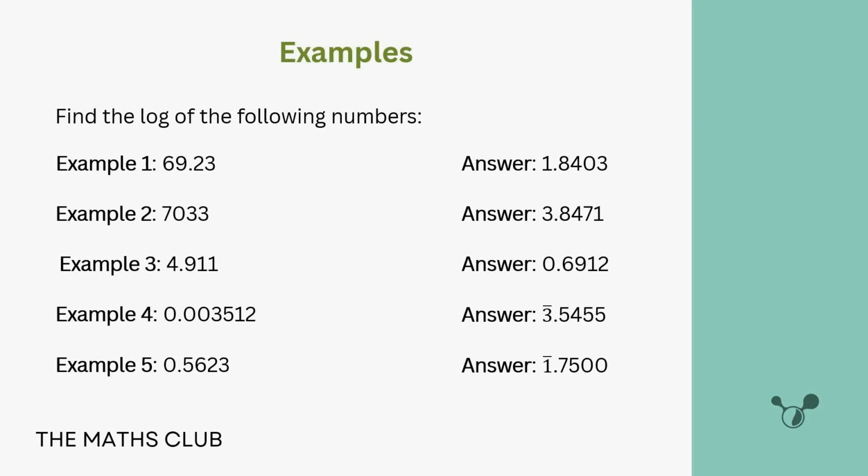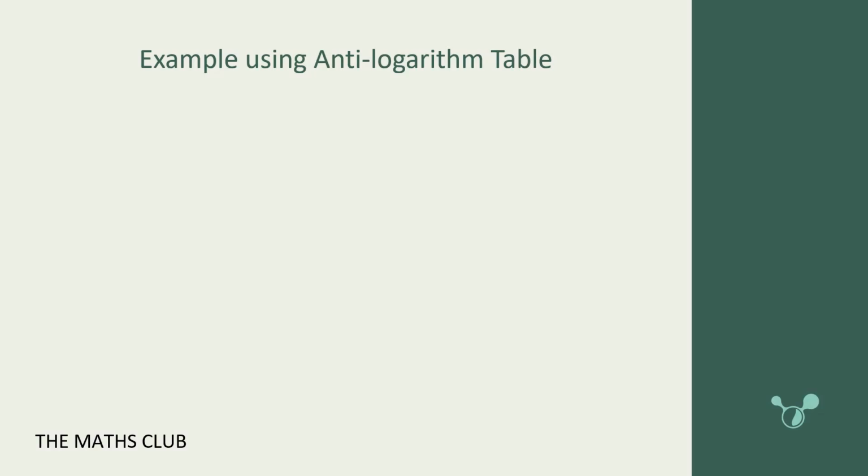So in the next phase, we have the logarithm now, right? We want to get back our initial number. How do we do that? We use the anti-log table, anti like the reverse log table. So let's go into it using the anti-log table. And of course, I'm going to use examples to solve this.